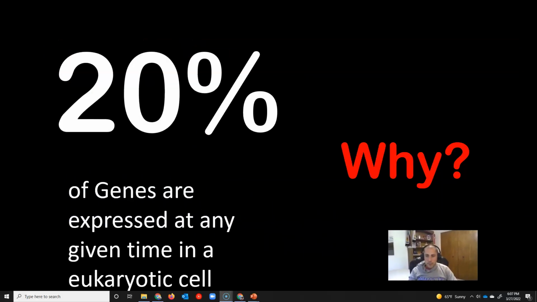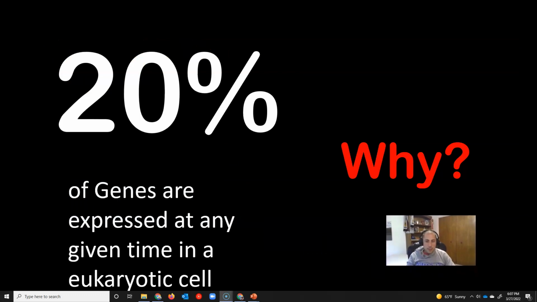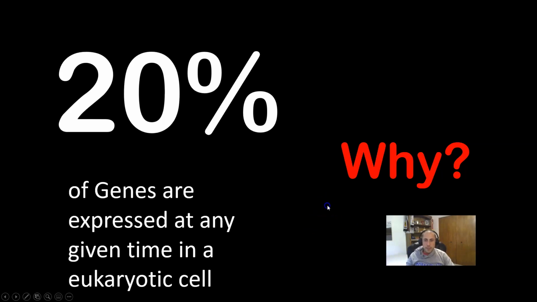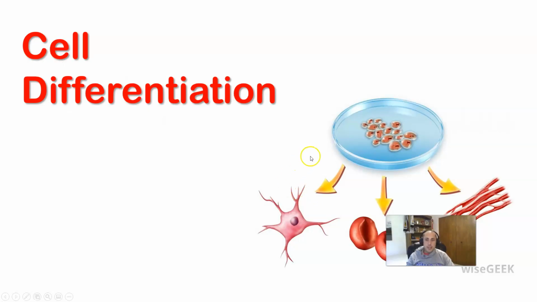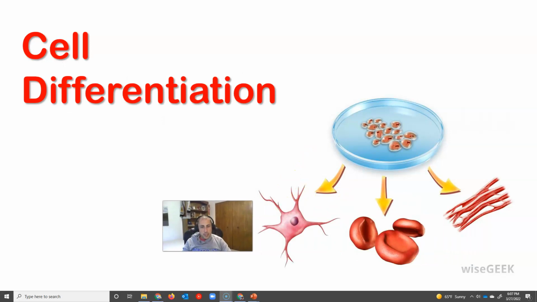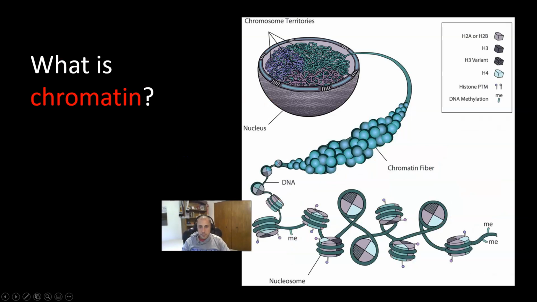So 20% of our genes are expressed at any given time in a eukaryotic cell. Why is that? Why is it only just 20%? So a big part of the reason is all of your cells are slightly different, but they have the DNA to make everything. So a muscle cell is different than a red blood cell, which is different than a neuron. So they're going to make different proteins. They're going to activate different parts of the DNA. So they don't need to activate everything, just the parts to do their job. So that's why only 20% of those genes get expressed in any given cell.